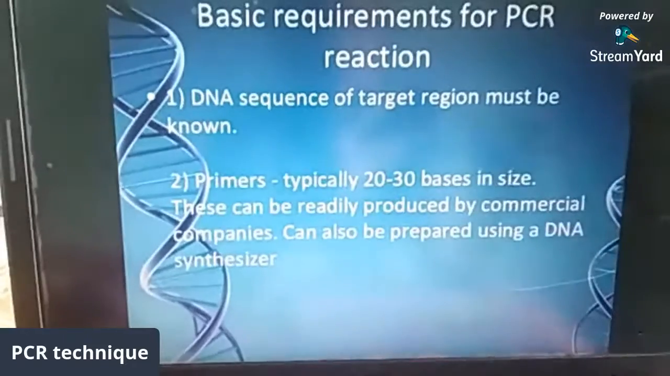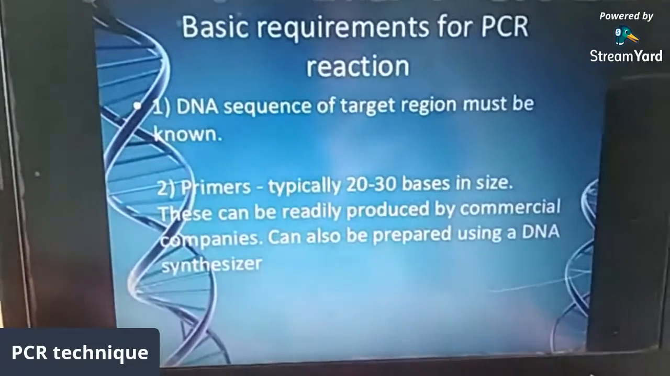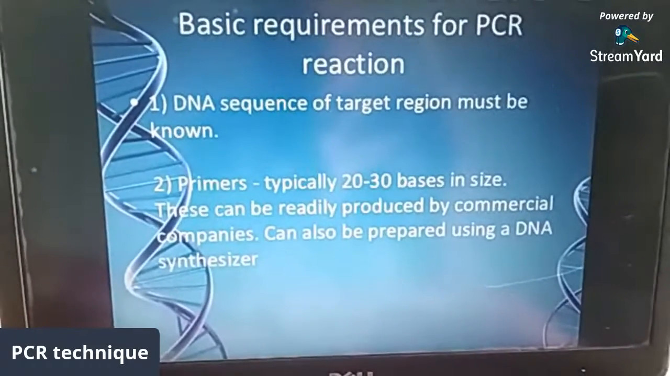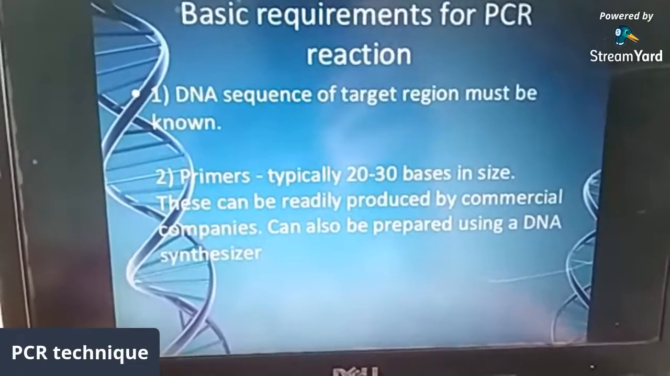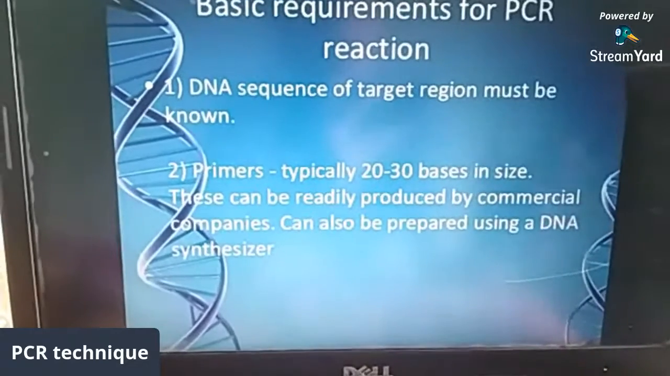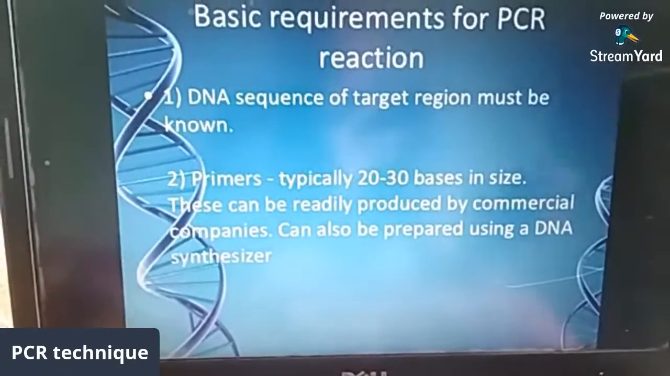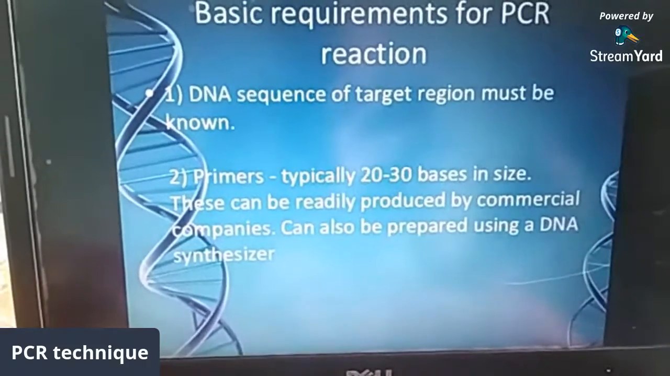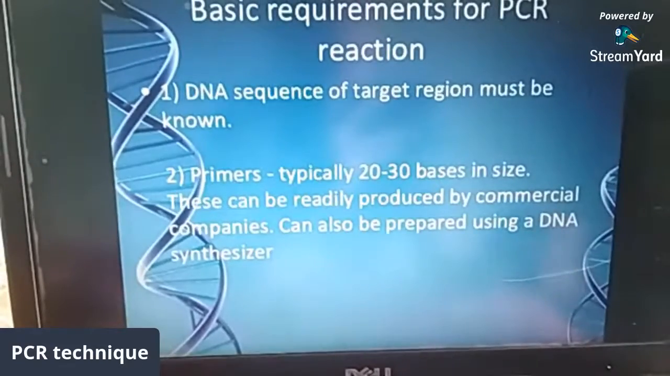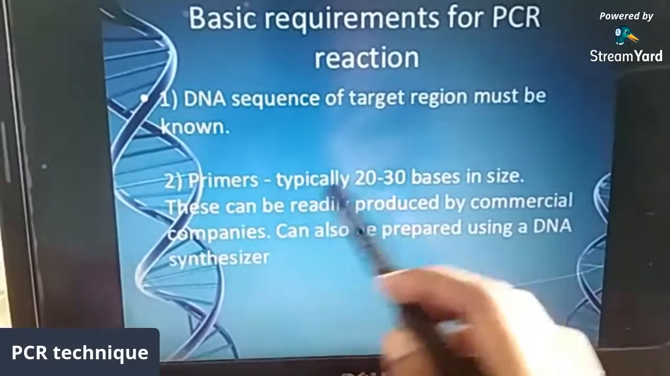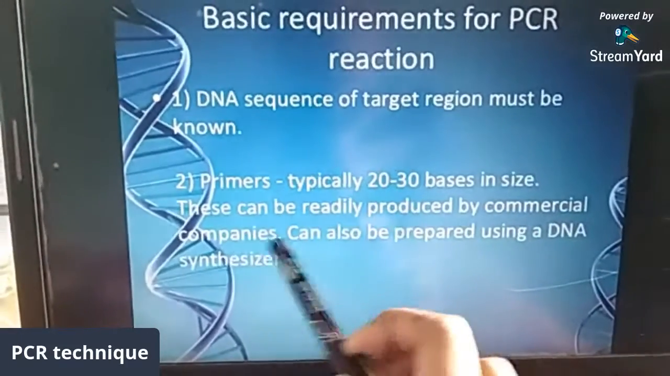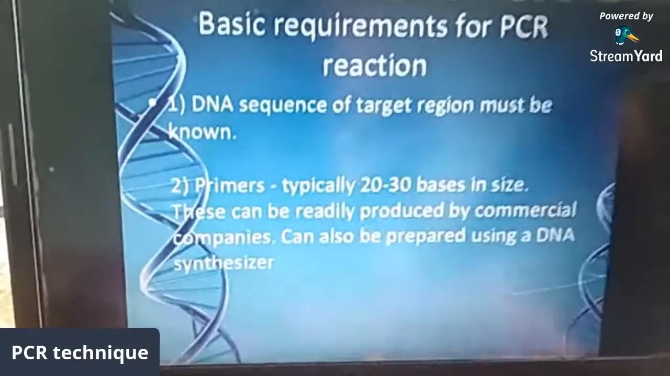Okay, basic requirements for the PCR technique. The DNA sequence of the target region must be known. When we are using this PCR method, we must know that this sequence is our desired sequence. After knowing this desired sequence, we can add the primers, typically 20 to 30 bases in size. These can be readily produced by commercial companies, and can also be prepared using a DNA synthesizer.